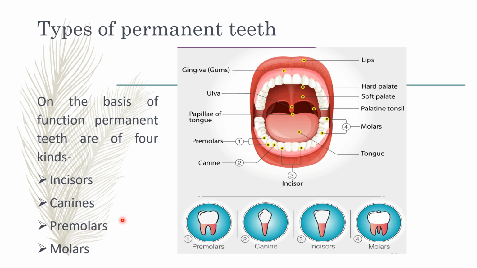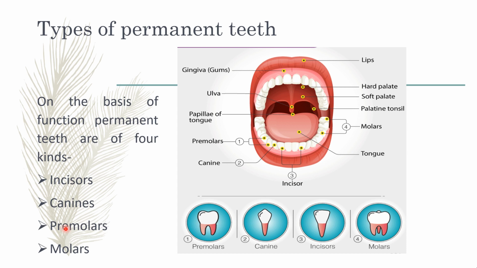The four front teeth in each jaw are called incisors. They are also called biting teeth because they help us to bite or cut our food. Now, canines. Canines are two in each jaw, which means a total of four canines in both jaws. The main function of canine is to tear flesh.